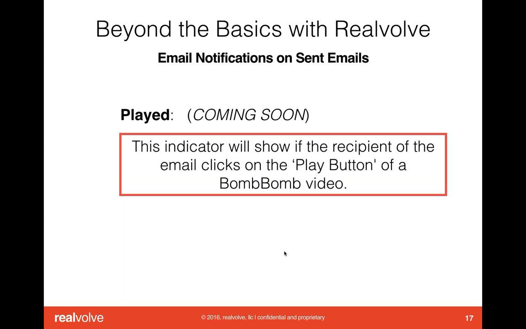The second option that's coming very soon will be within the BombBomb area, so that we can indicate play. Now, we don't have it in there yet, but whenever an email is sent and that email is opened, we get the open. Whenever they click on something, we get that as well. But we can also, through some BombBomb interactions, be able to know, did they play it and how long did they play it? So that will be coming soon, and once we get that, we'll let you guys know.